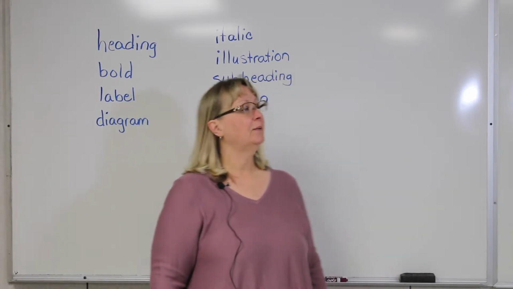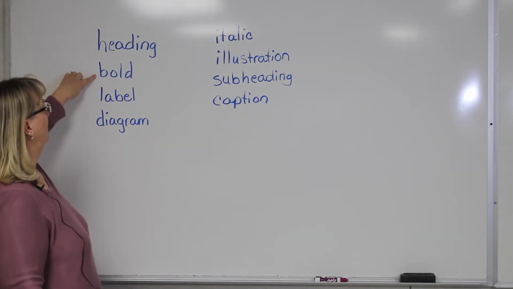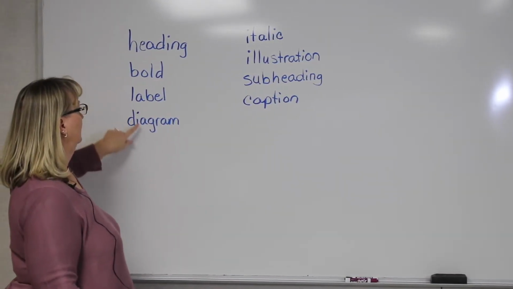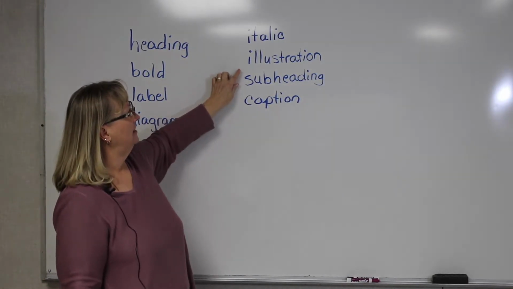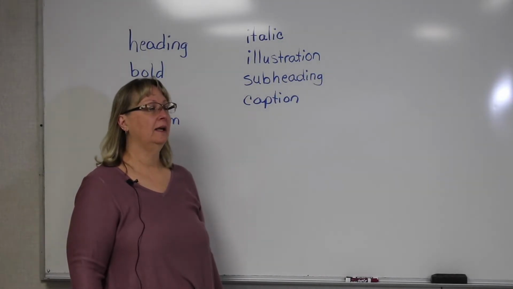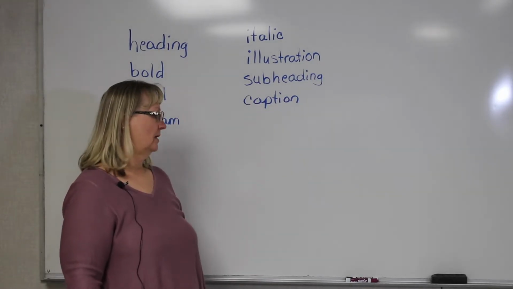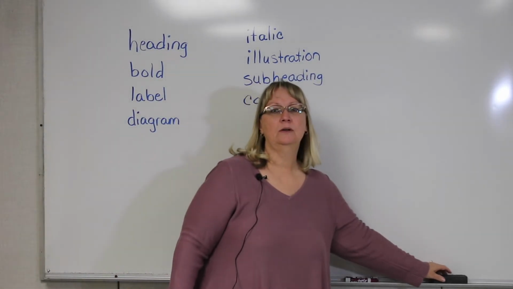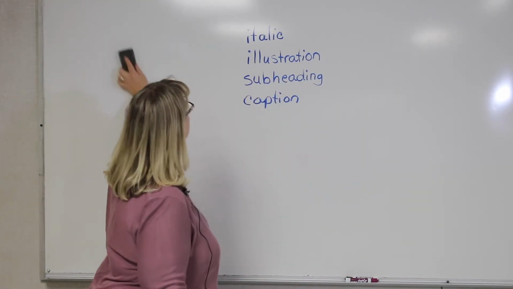Some key terms that we are going to talk about today are heading, bold, label, diagram, italic, illustration, subheading, and caption. At the end of this lesson, you'll be able to identify all of these when you're reading a story or looking in your science book or social studies book. Okay, so let's get started.